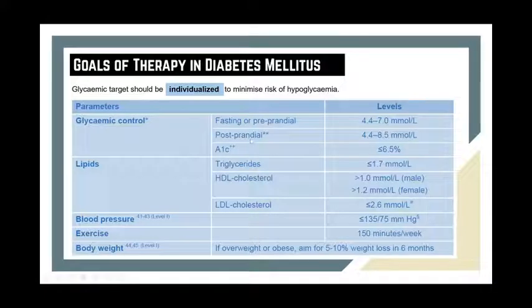The word postprandial means after a meal. Therefore, postprandial plasma glucose concentrations refer to plasma glucose concentration 2 hours after eating, which is in the range of 4.4 up to 8.5 millimole per liter. More than that, it's considered diabetes. HbA1c should be not more than 6.5%. Besides the glycemic control, lipids, blood pressure, and body weight are also equally important to reduce the risk of any cardiovascular diseases.